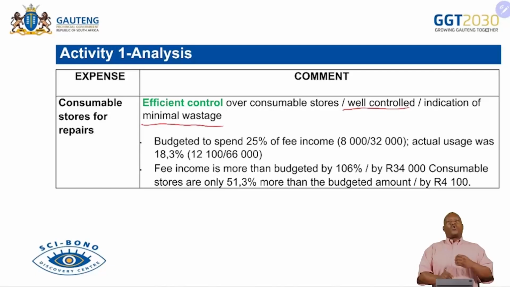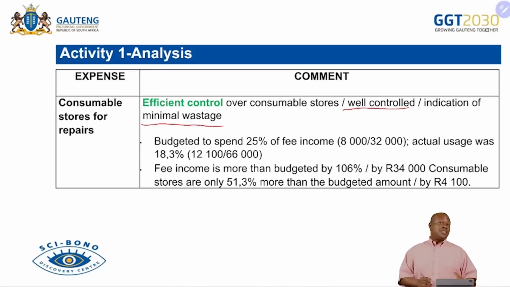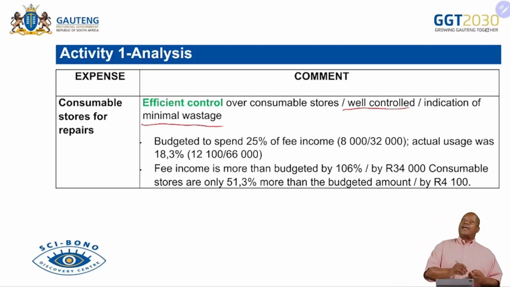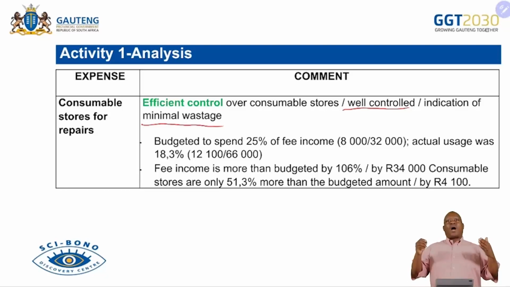But the consumable stores that we are using to get this income went up by only 51%. So it therefore means it's increasing slower than the increase in income. Guys, when income is increasing more than our expenses, we are happy. It means we are controlling our consumable stores for repairs better because we are getting more income.